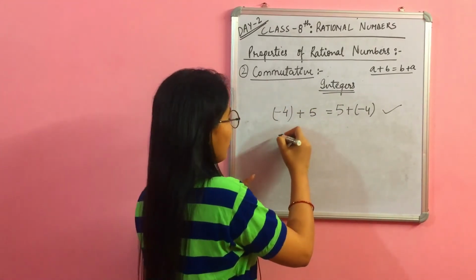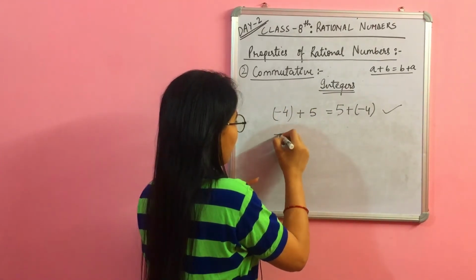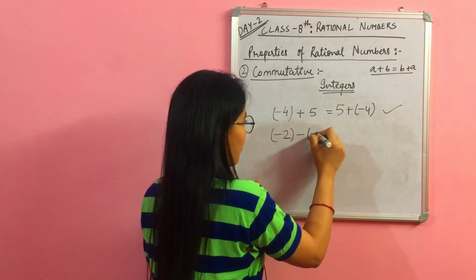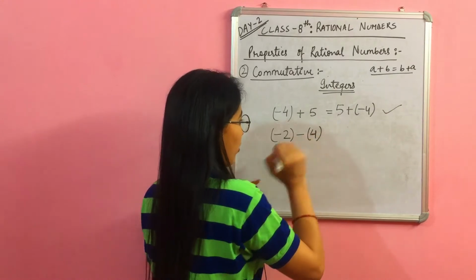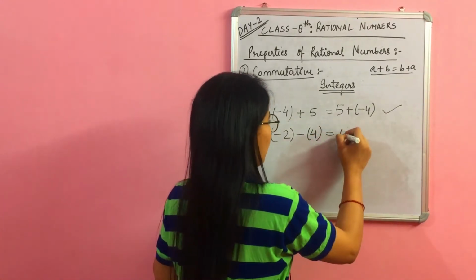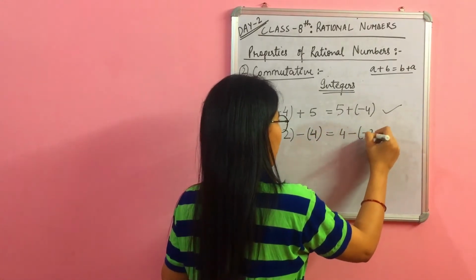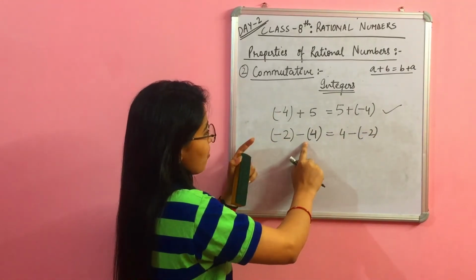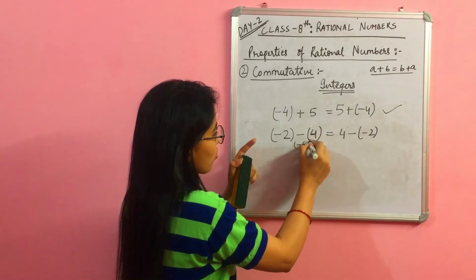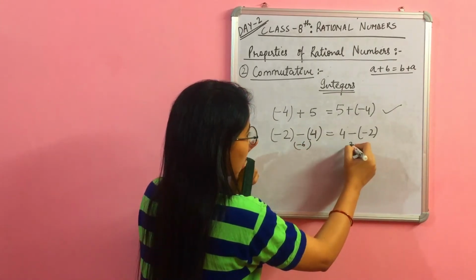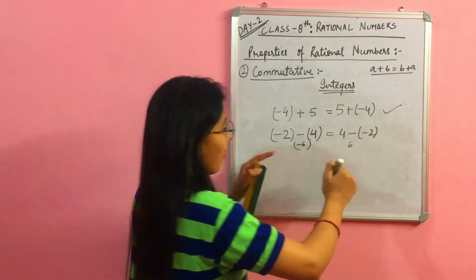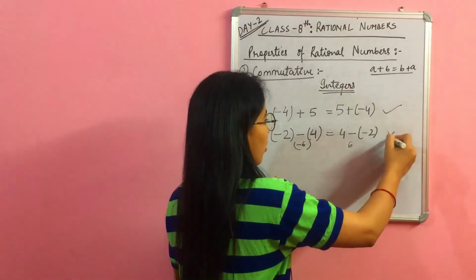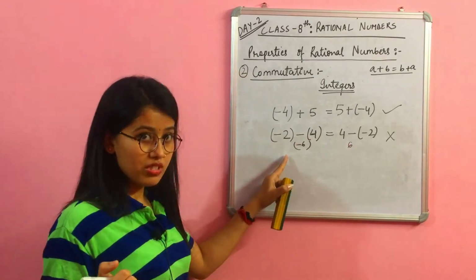Let us check for subtraction as well. Let us say minus 2 minus 4 is equal to 4 minus minus 2. When you solve this, this will be minus 2 minus 4, which is equal to minus 6, and this is equal to 6. So minus 6 and 6, obviously these are not equal, so our condition is not satisfying in the case of subtraction.